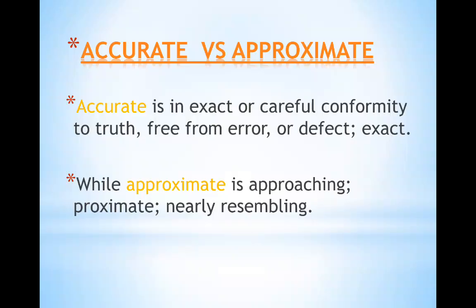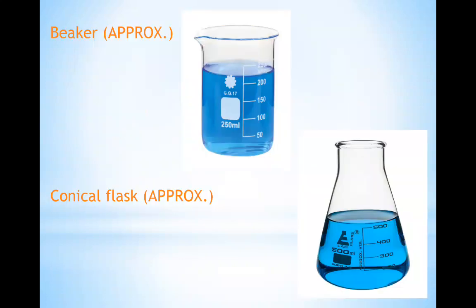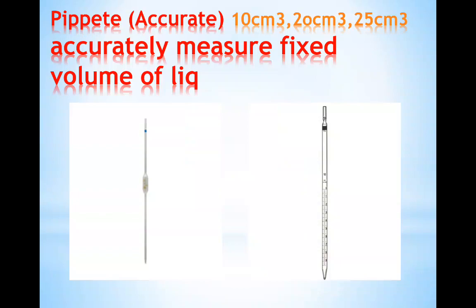Okay, now what's the difference between the words accurate and approximate? Accurate is an exact or careful conformity to truth, free from error or defect, which is exact. But approximate means nearly resembling, but not the exact value. Now, these are the pictures from which you can see, firstly, the beaker, which is approximate, which is not accurate. Conical flask. Pipette. Pipette is accurate, but it comes in different sizes, like 10 centimeter cube, 20, 25.